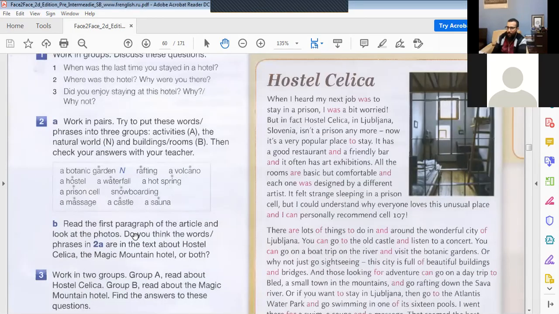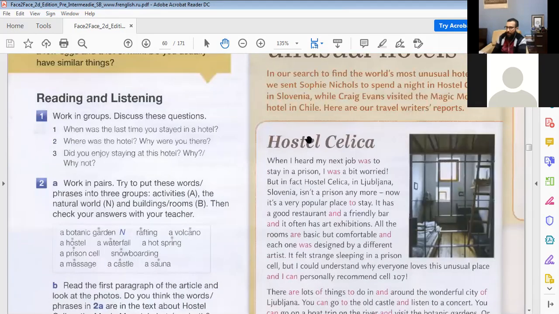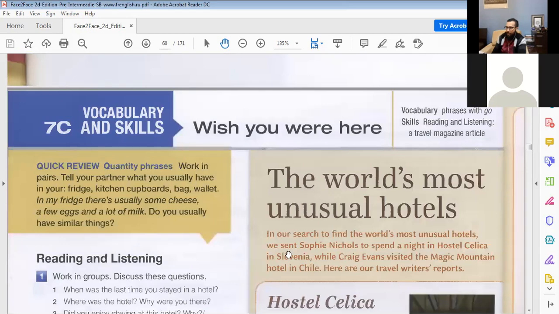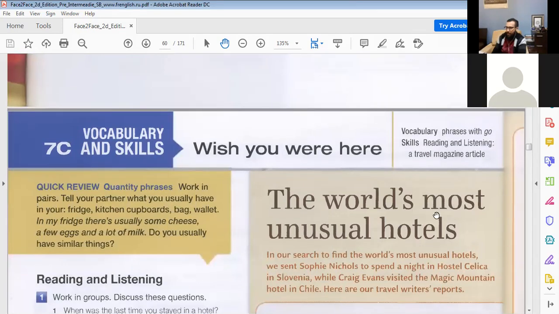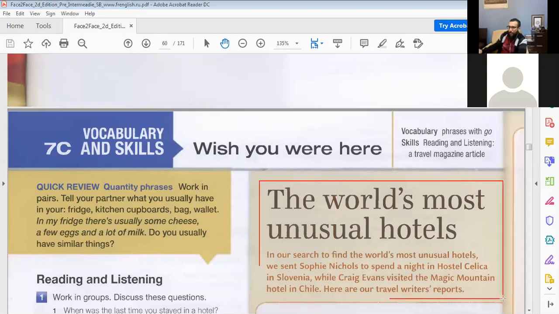Now I want you to read the first paragraph of the article, and I want you to look at the photos. Can you see the first paragraph here? Just this paragraph. Just read this paragraph, please, and then I'll ask you the question. So let me put it in a box for you. Here it is.